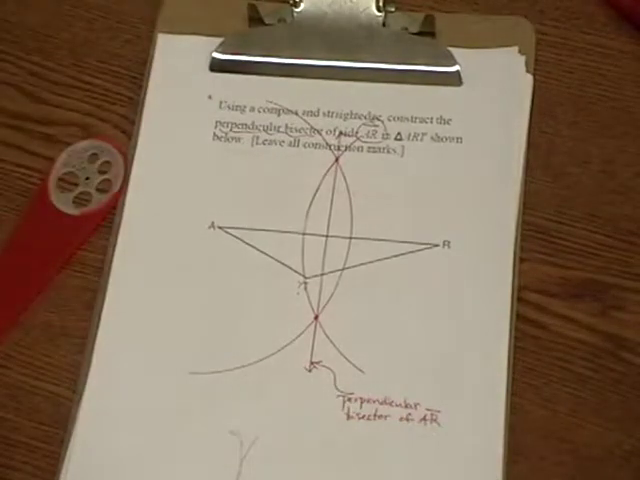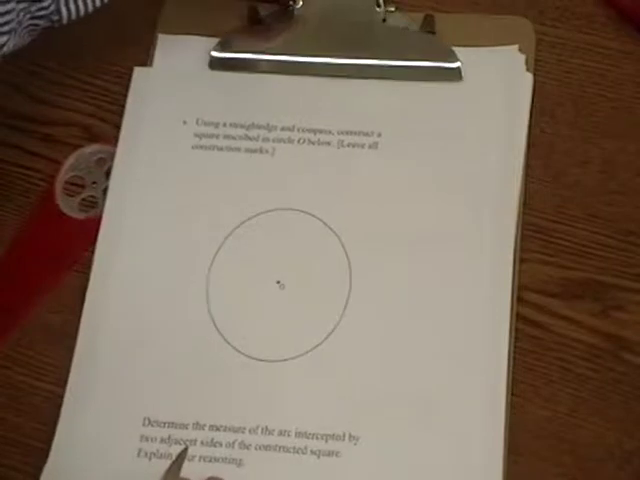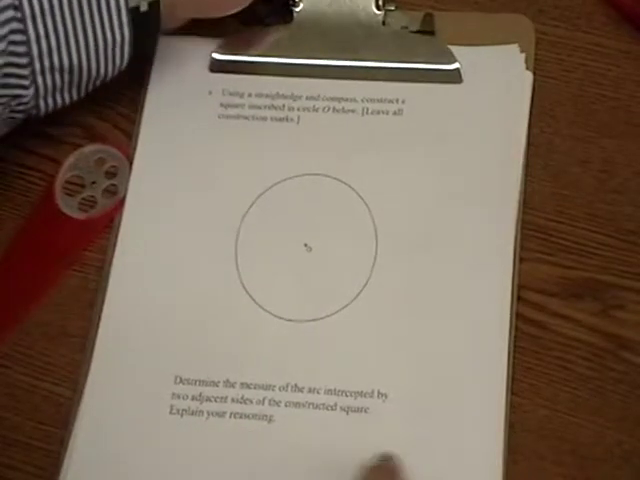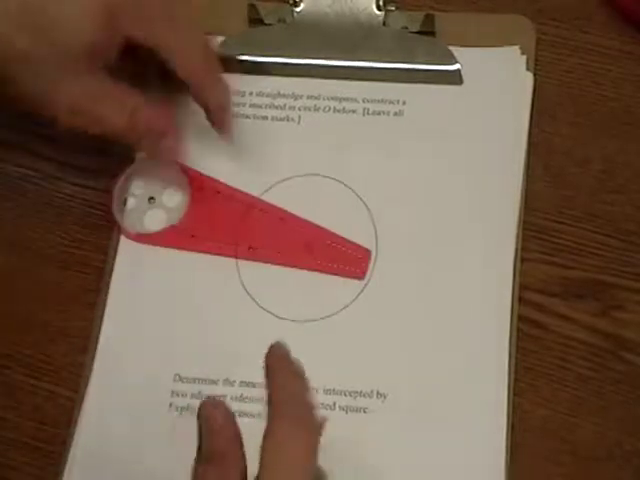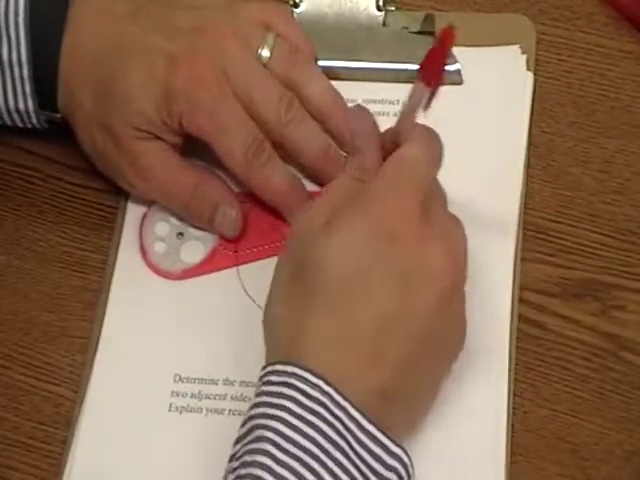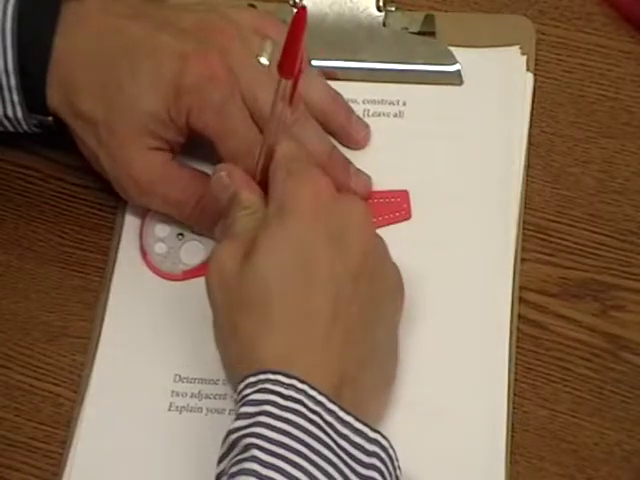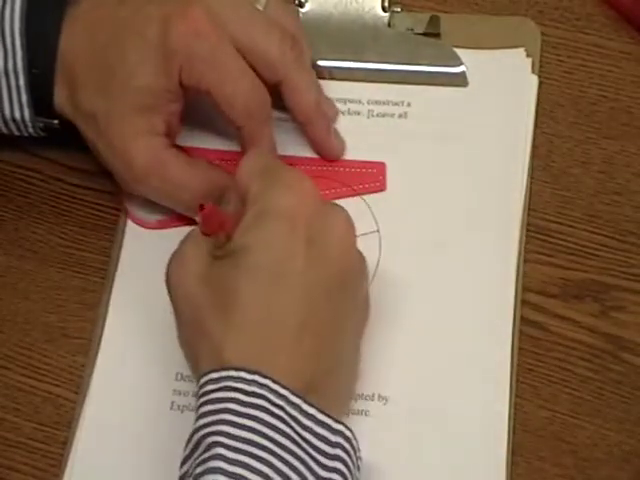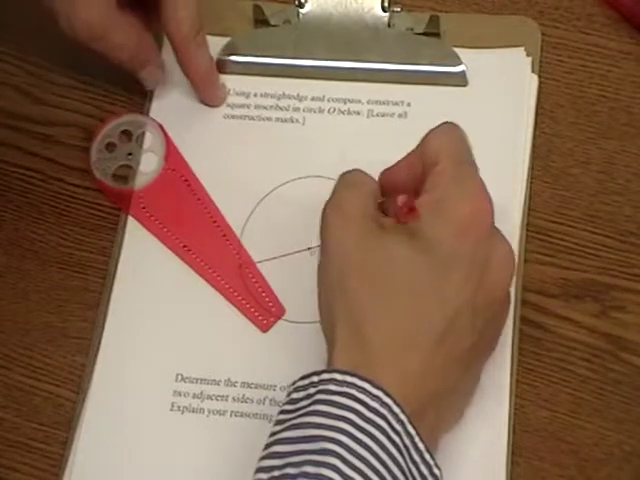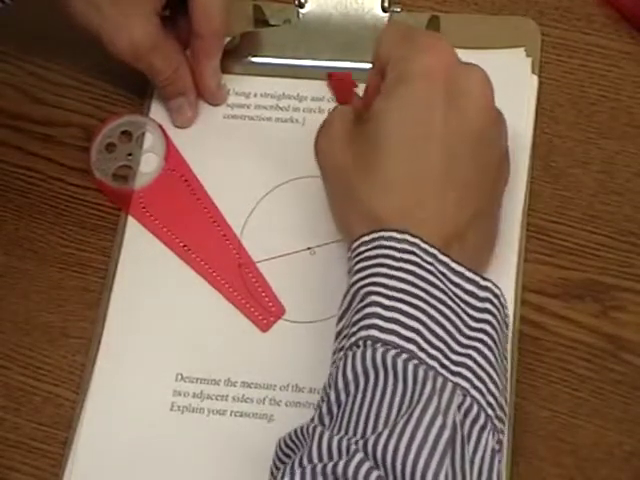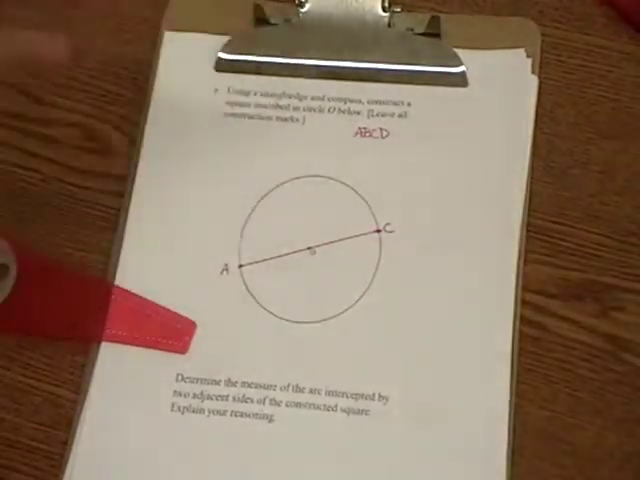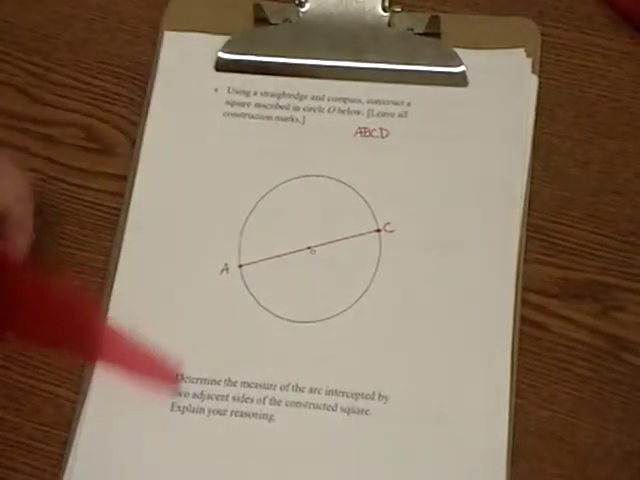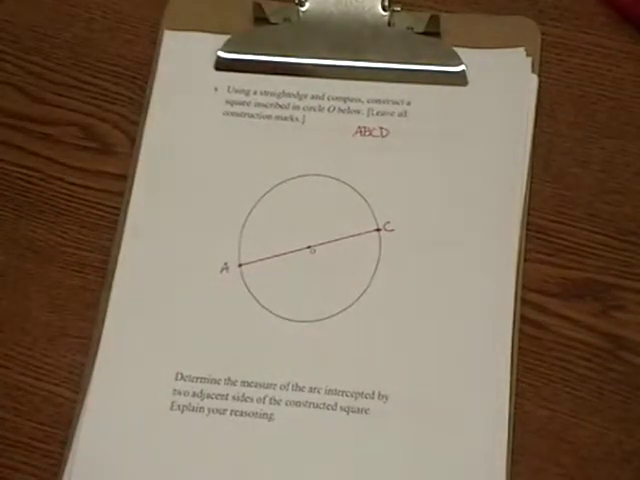Okay, number 9. Construct a square inscribed in circle O. All right. Now, the way I do this, there's a number of correct ways to do this construction. I start with any random diameter. Okay. Now, a diameter simply has to pass through the center. So I'm going to call my square ABCD. So this is going to be AC. That's going to be the diagonal of the square.